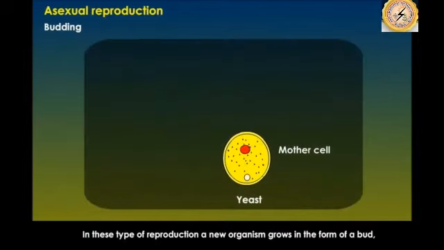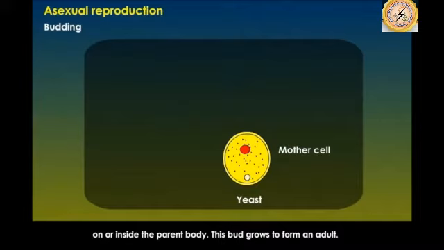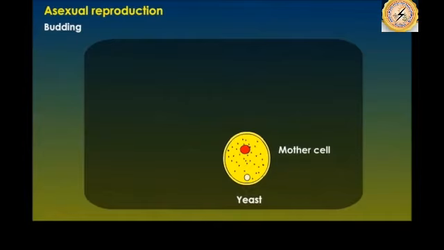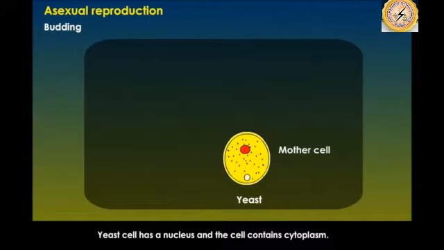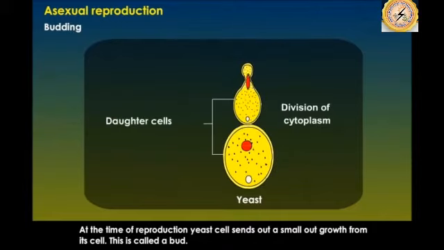Further, proceeding into budding. In this type of reproduction, a new organism grows in the form of a bud. So from the mother cell, a bud is generated, and that bud later on grows to form an adult. The yeast cell has a nucleus and the cell contains an abundant amount of cytoplasm. And basically at the time of reproduction, the yeast cell sends out a small outgrowth from its cell, and that is said to be a bud.